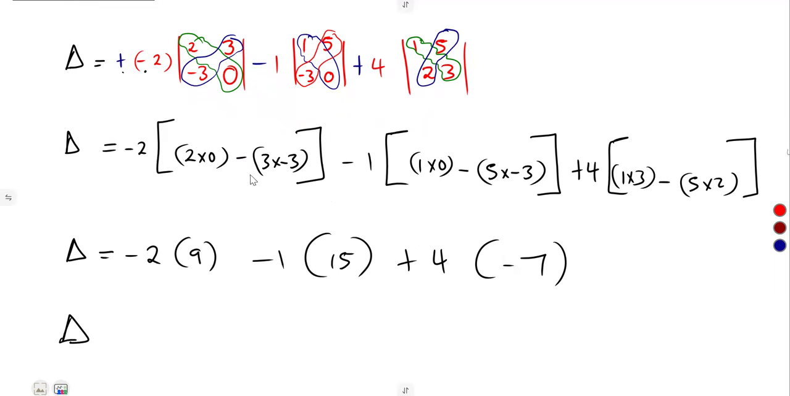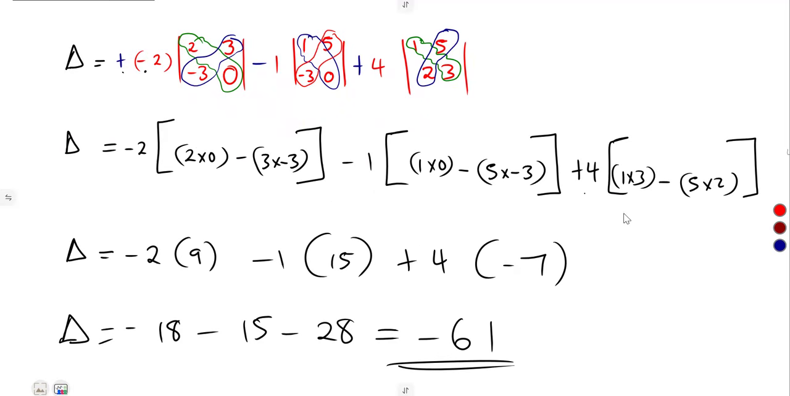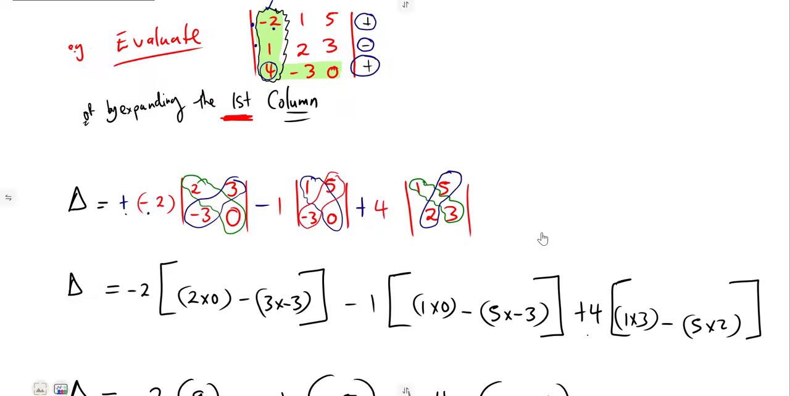So you have determined each part, but it has to be multiplied by what is outside the brackets. Negative 2 times whatever you obtain here, minus 1 times whatever you obtain here, 4 times whatever you have there. You can just multiply stage by stage. Negative 18 minus 1 times 15 minus 15. 4 times negative 7 is negative 28. So that was going to give us negative 61 at the end. Same determinant as before when we expanded using the first row.